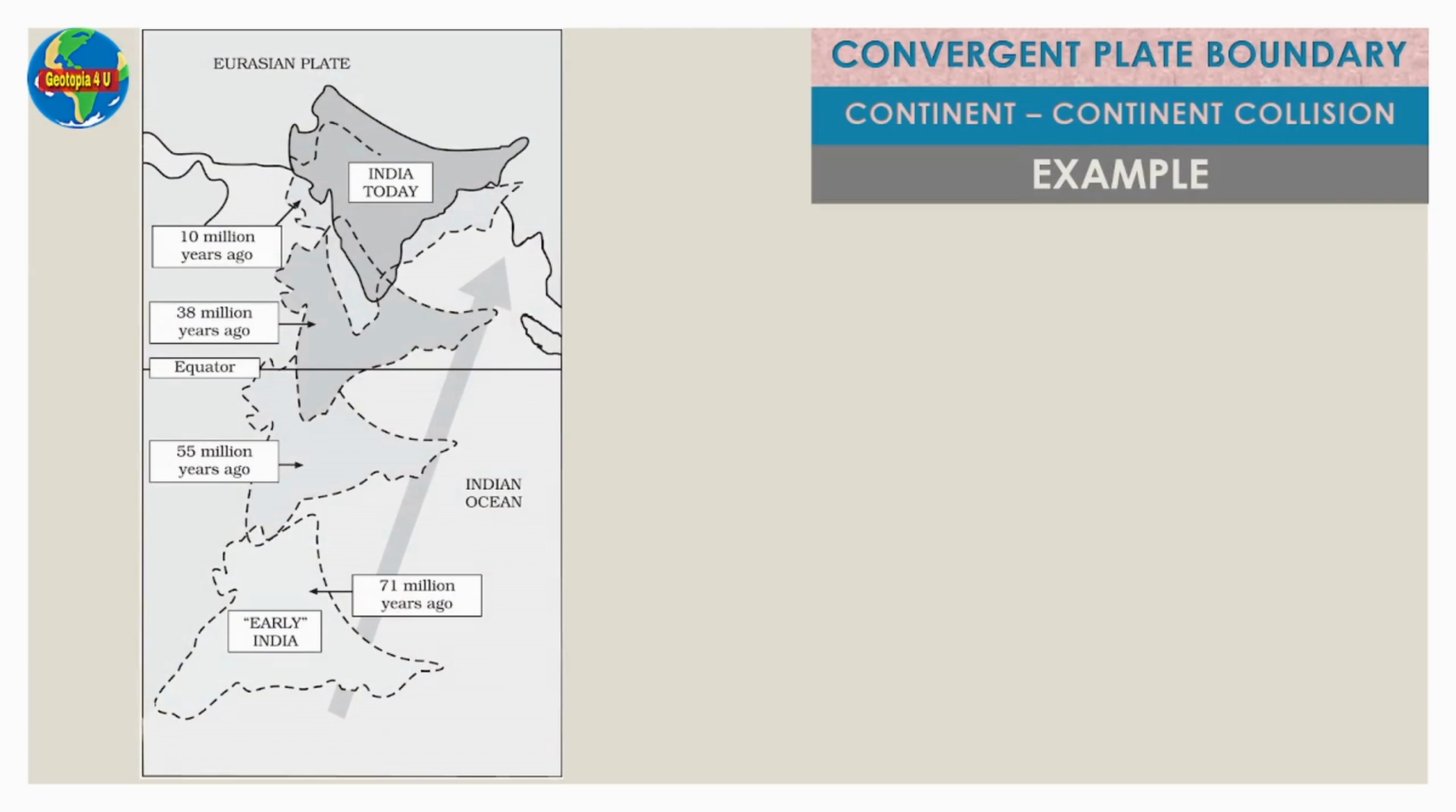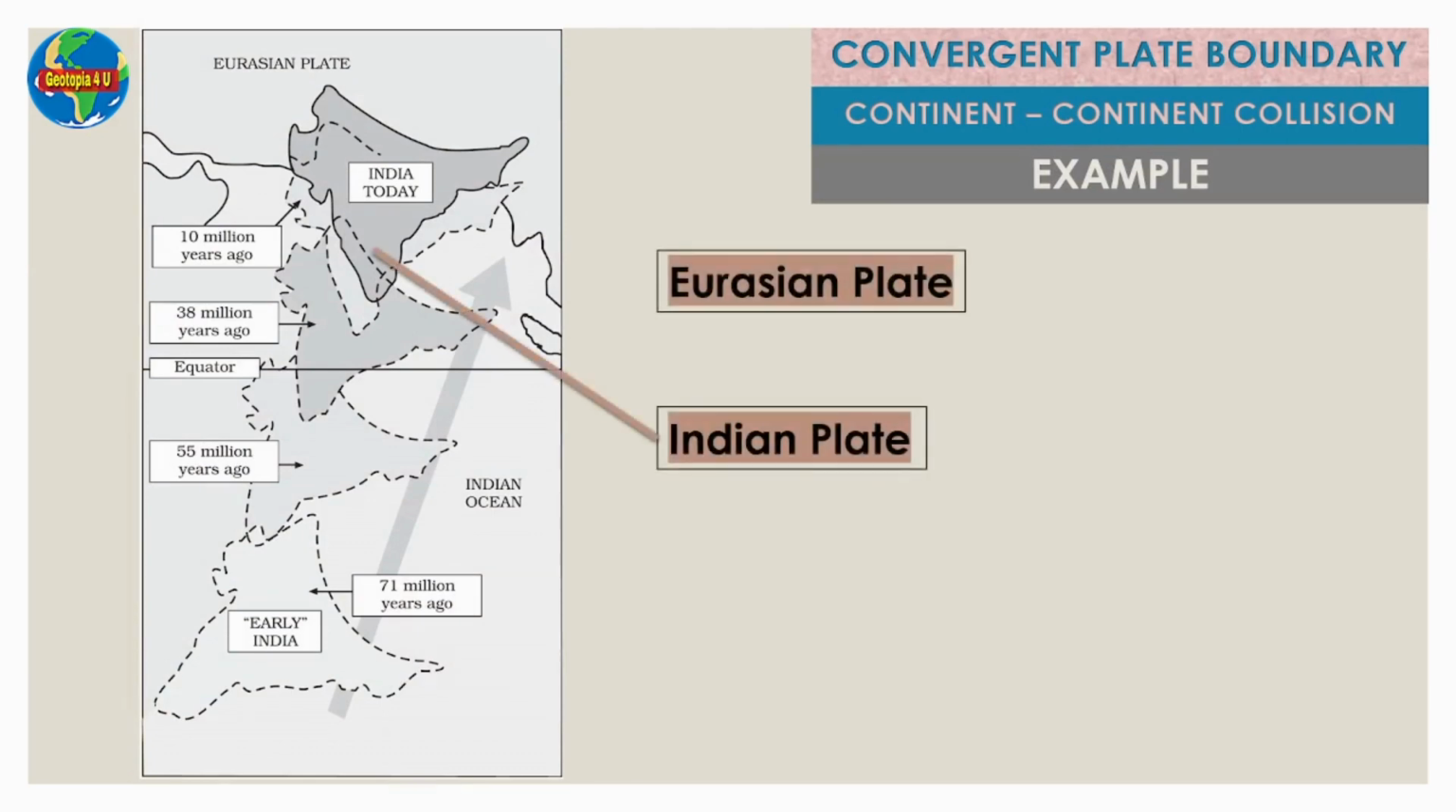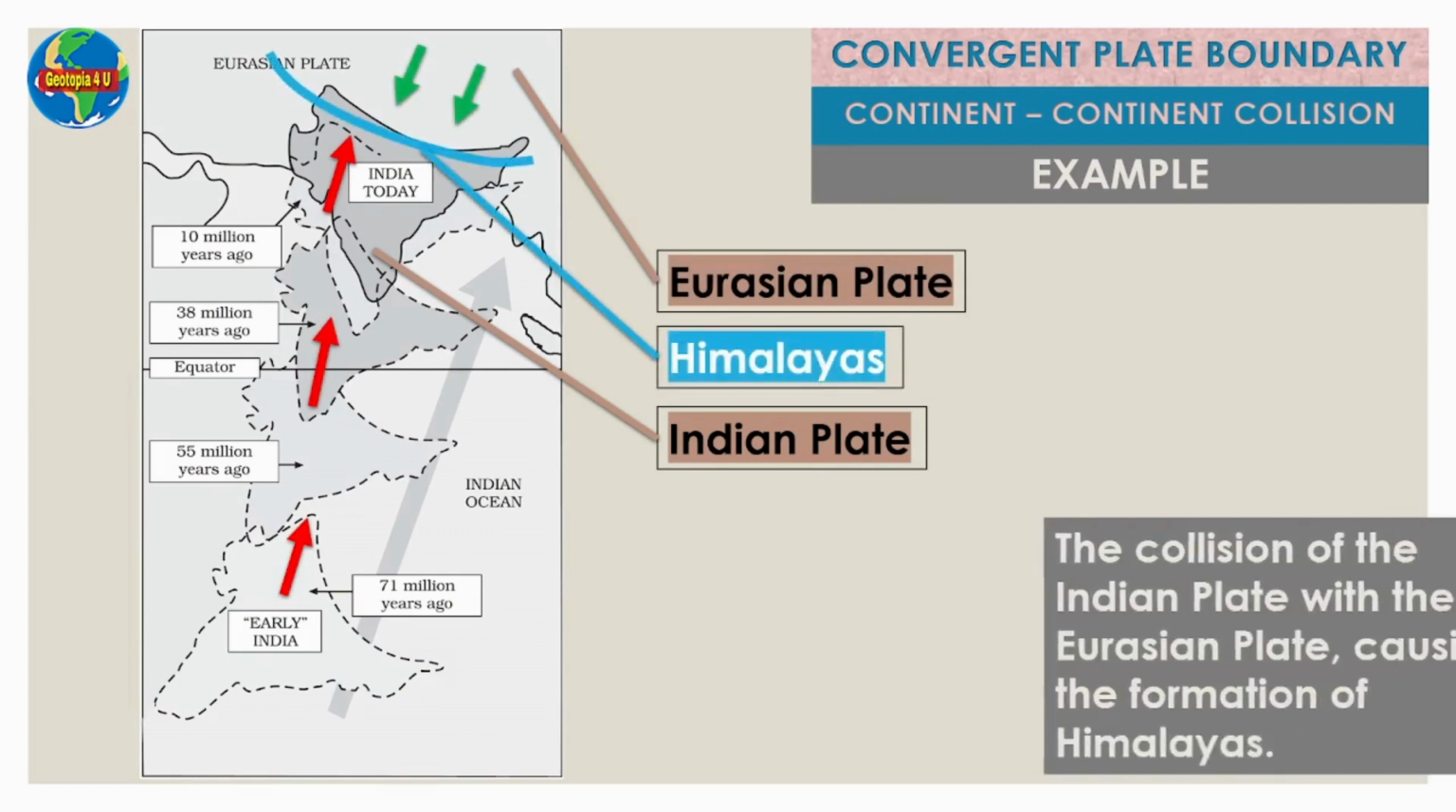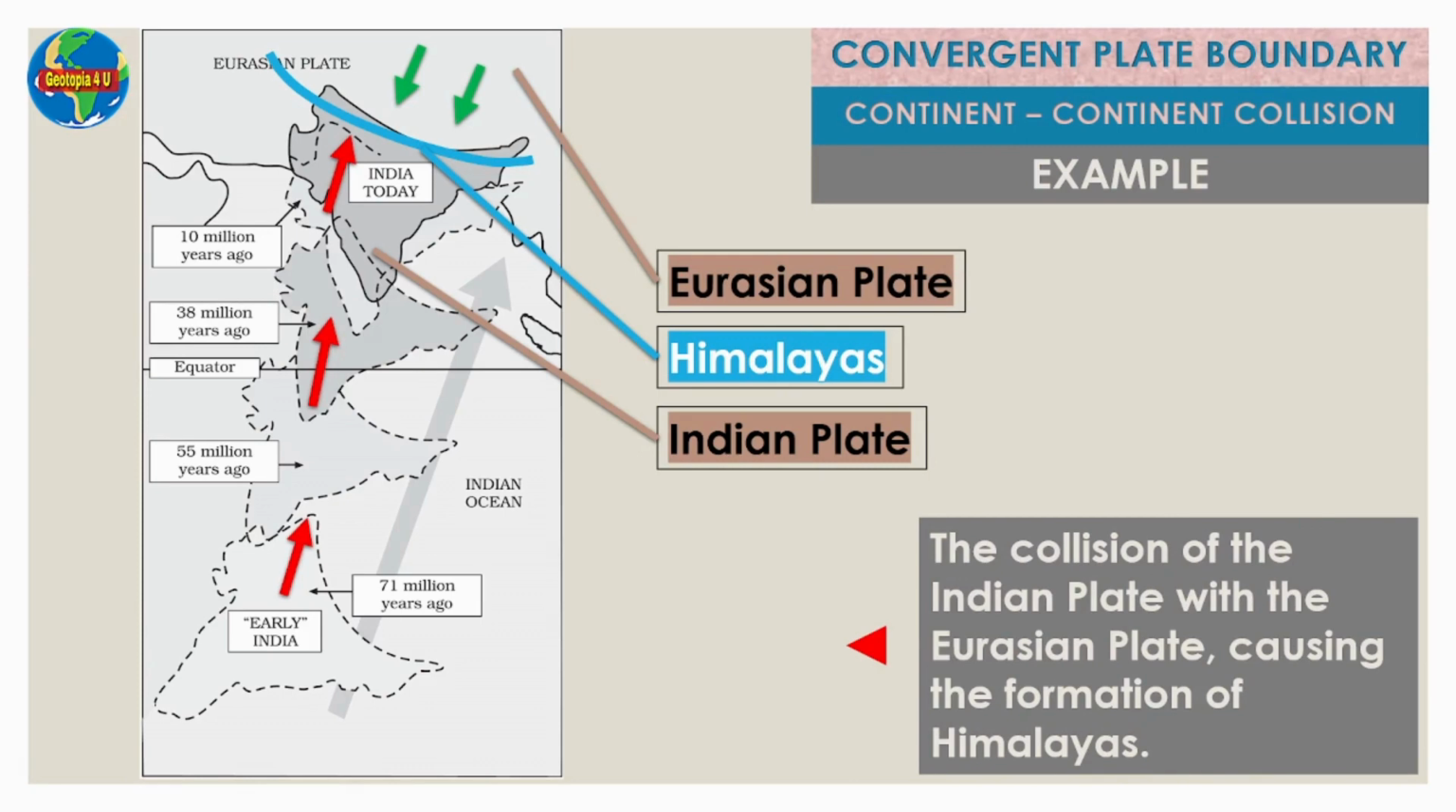Example. In this picture, you can notice the presence of the Indian plate and the Eurasian plate, which are colliding with one another to form the Himalayan mountains, which is depicted by the blue lines in this picture.